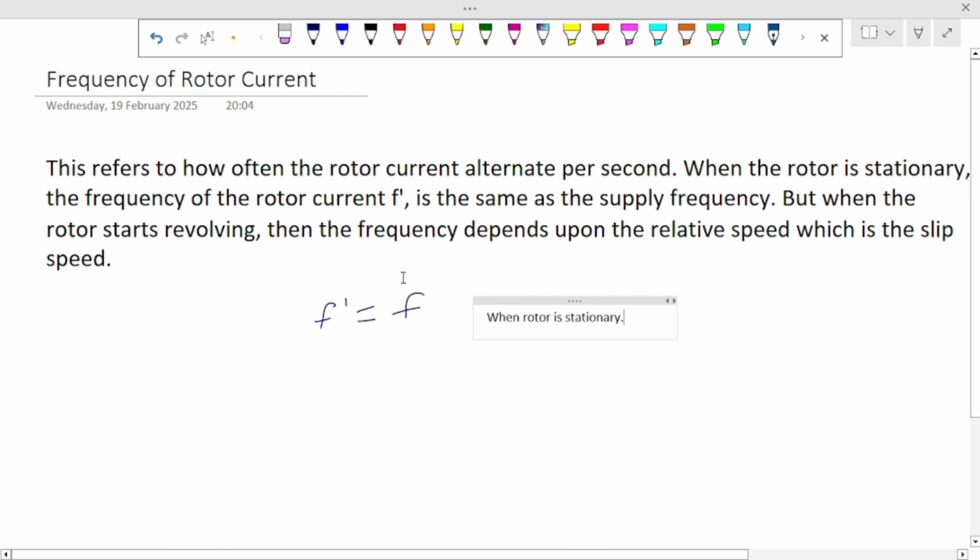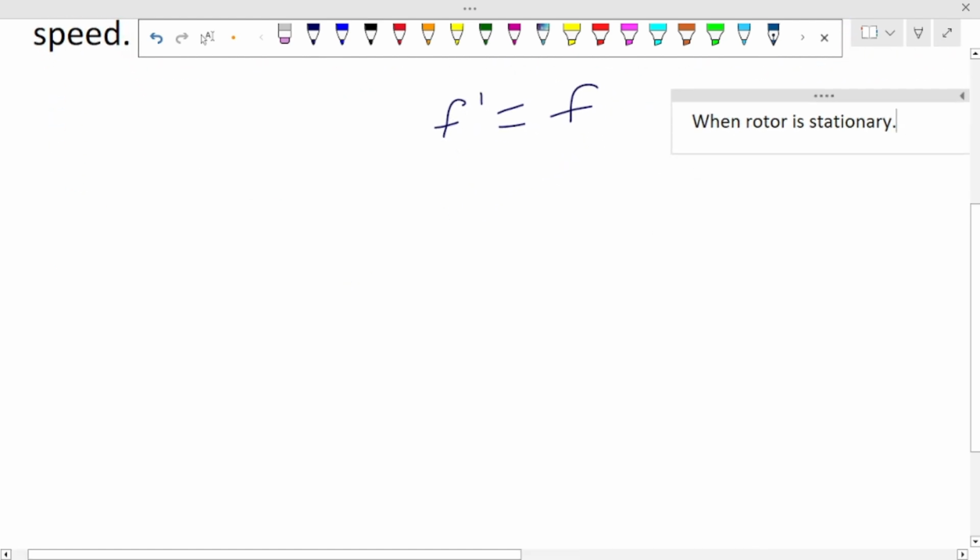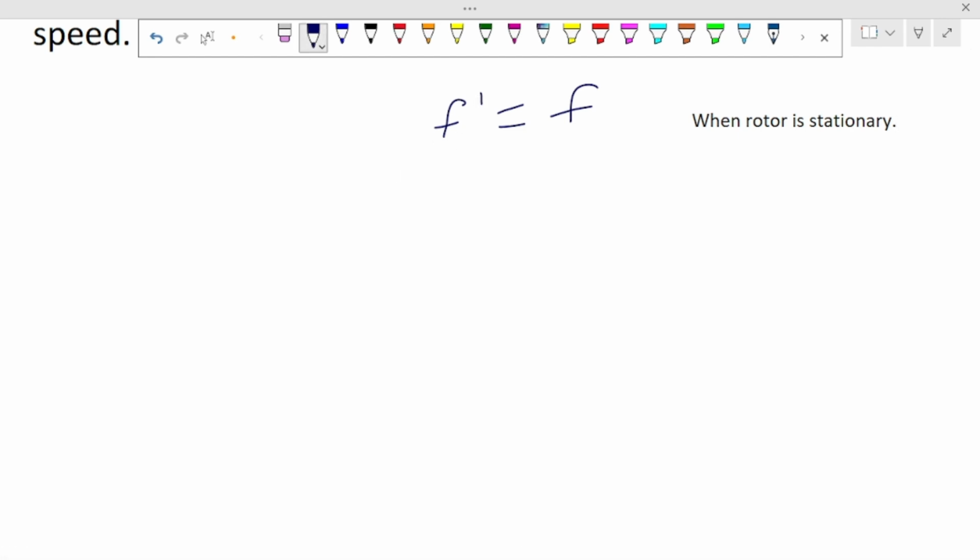But when the rotor starts revolving, the frequency of the rotor current depends upon the relative speed, which is the slip speed. So the frequency of the rotor current depends on the slip speed, and recall that slip speed, we said, is the difference between the synchronous speed and the rotor speed. This is the slip speed.